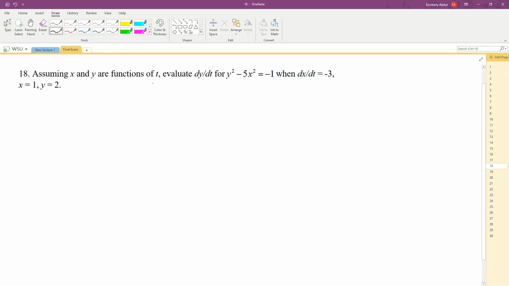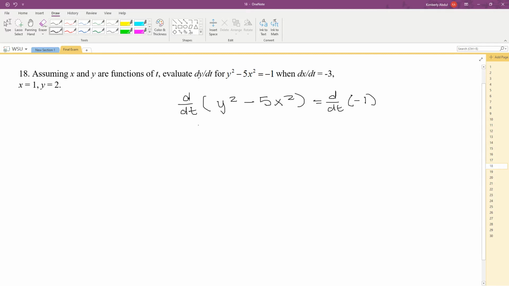Okay, so the first thing that we need to do is take the derivative of both sides of the equation with respect to t. So I'm going to do d/dt of y squared minus 5x squared, and then d/dt of negative 1. So we're going to need to use some chain rules here since we do not have any t's in this equation.